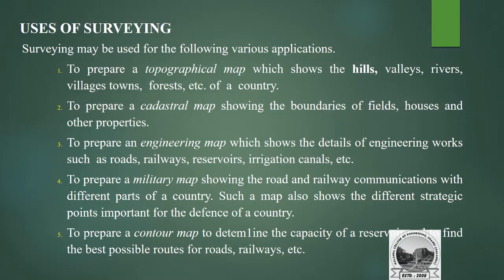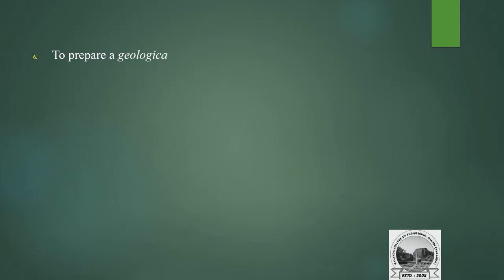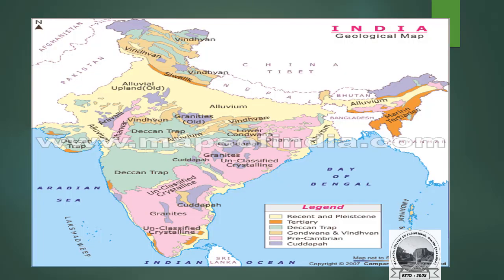Then comes to the next point. To prepare a geological map showing the area including underground resources. Here one of the geological maps is shown, with alluvium, classification, trap, and so on. This is one of the geological maps I have shown here. So you know what is a geological map, what is an archaeological map, what is a cadastral map, and if anyone shows any map, you can distinguish the different maps.